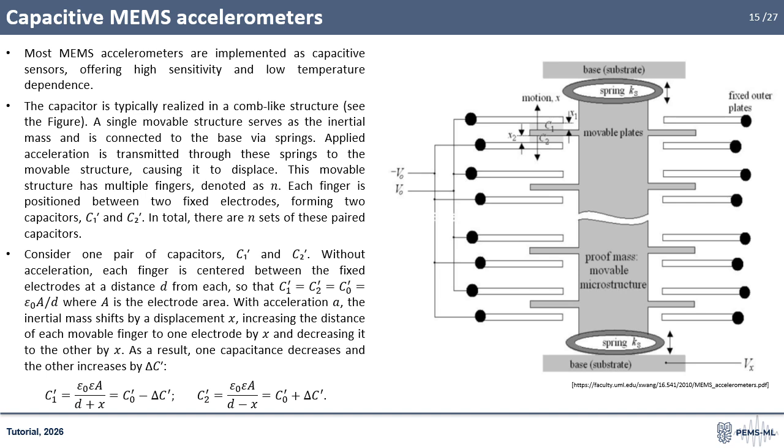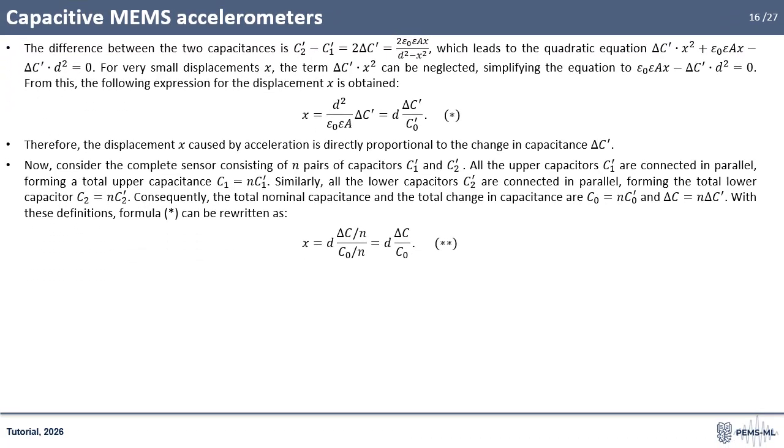Without acceleration, each finger is centered between the fixed electrodes. With acceleration, the inertial mass shifts by a displacement x, increasing the distance of each movable finger to one electrode by x and decreasing it to the other by x. As a result, one capacitance rises and the other falls. The capacitance change is proportional to the displacement x and thus to acceleration.